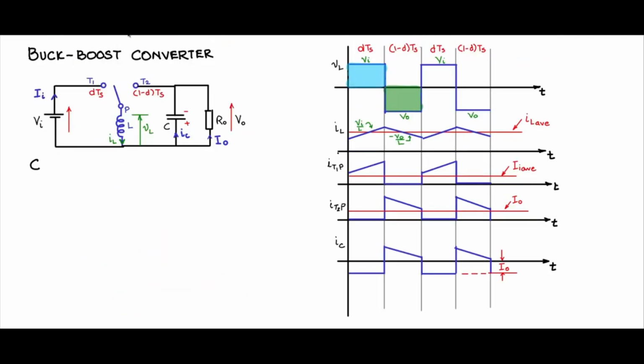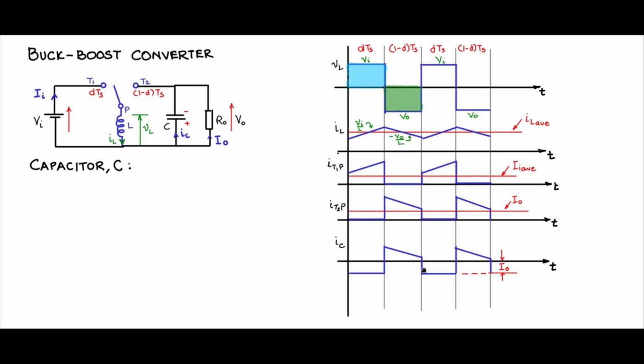Next, let us find out the capacitor value. We go again by the change in the charge in the capacitor within a cycle. We know that the area under the IC curve is the change in the charge. The area under the IC curve during the 1 minus dTs period and the area under the IC curve during the dTs period should match, balance out. So let us use that idea.